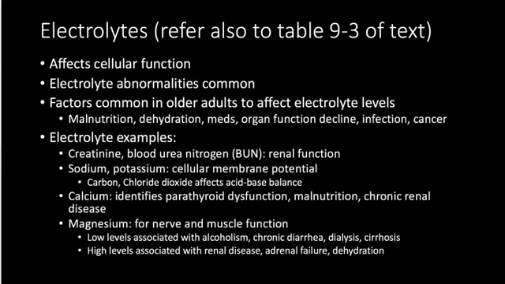Calcium levels being off could identify parathyroid dysfunction, malnutrition, or chronic renal disease. Magnesium's for nerve and muscle function. So many times when magnesium is low, people may have muscle cramps. Low levels could be associated with alcoholism, chronic diarrhea, dialysis, or cirrhosis. High levels could be associated with renal disease, adrenal failure, or dehydration.